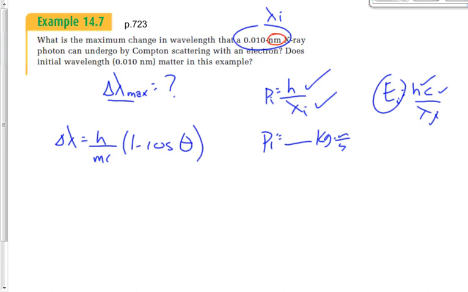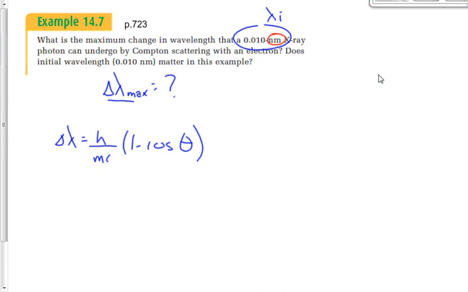Did that occur to anybody? Now, somebody's going to say, oh, yeah, okay, that kind of makes sense. We're solving for a delta lambda. Let's use the delta lambda equation, but, oh, wait, how are we going to find delta lambda max from that equation? Well, in the end, there's four variables in that equation: h, m, c, and theta. There's only one of them that can change. H stays the same, m stays the same, c stays the same. The only one that can change is theta.